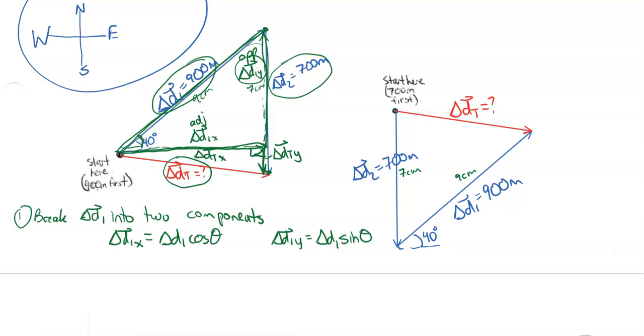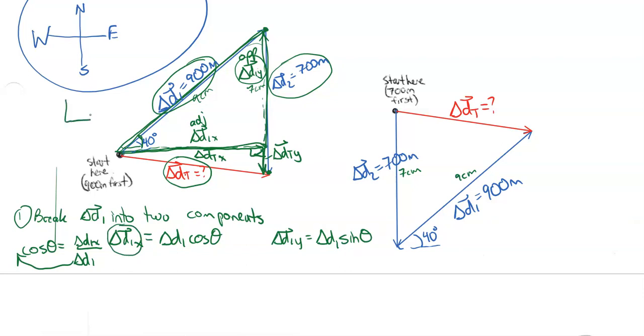Now some of you are like, well, how did you just jump to that? Well, we've done this step before, but we know that cosine of the angle is equal to the adjacent, delta d1x, over delta d1. And so we're just rearranging that. We're multiplying both sides by delta d1. It comes up onto the side with the cosine, and we're left with delta d1x by itself on this side.